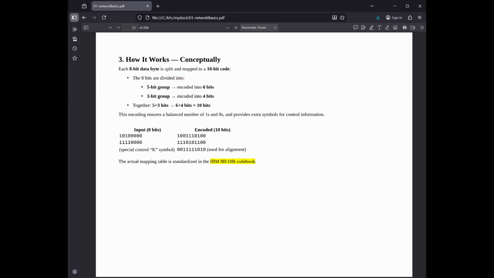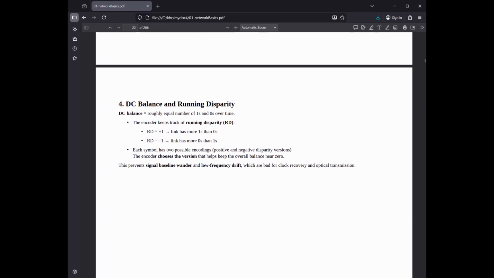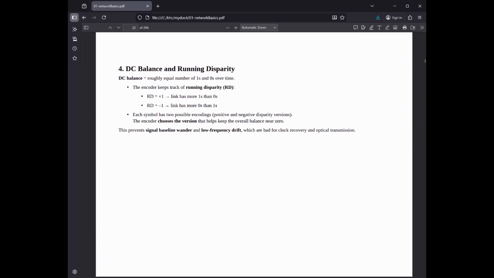In 8B/10B encoding, DC balance is the goal, a long-term equal number of ones and zeros transmitted, while running disparity, RD, is the mechanism used to track and control this balance dynamically. Understanding disparity and DC balance. Disparity of a symbol: the disparity of any 10-bit symbol is the count of 1 bits minus the count of 0 bits. The 8B/10B code ensures that every encoded 10-bit symbol has a disparity of either +2, -2, or 0.